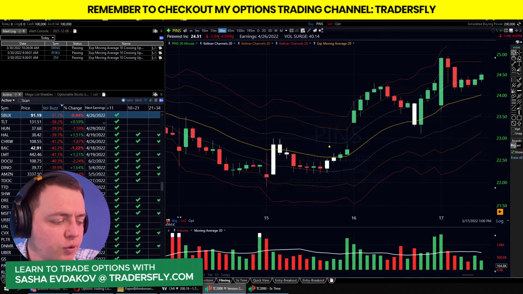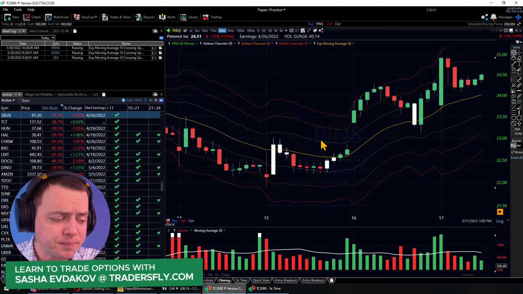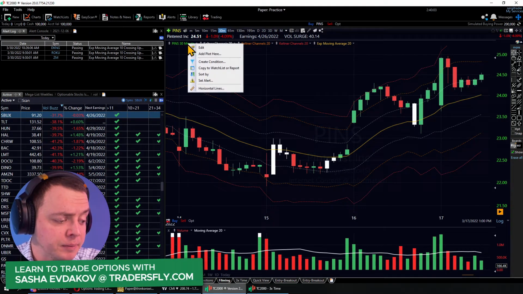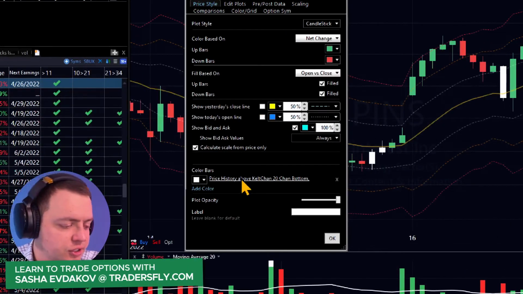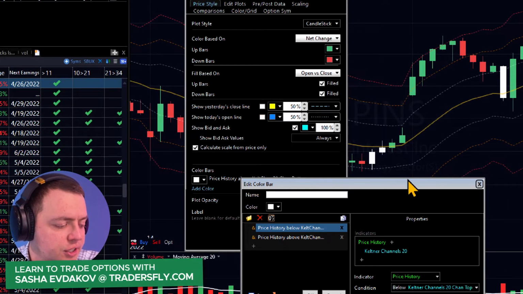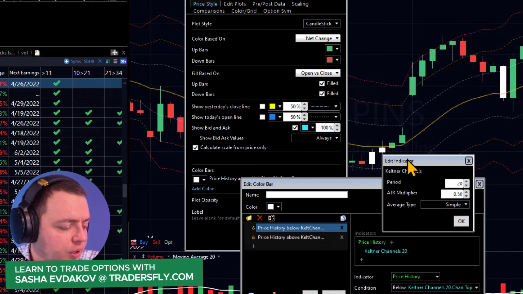And what I did with this formula here is we're analyzing it based on, I believe, half of the average true range. So here are the Keltner channels, with price above or below the Keltner channels. And when we're looking at it from this, we are using half of an average true range multiplier.